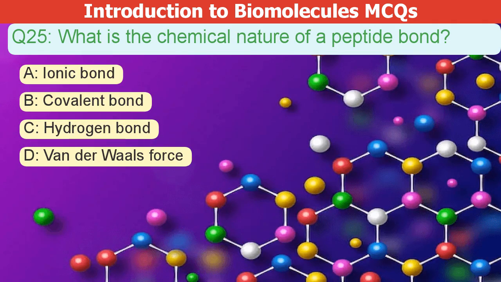What is the chemical nature of a peptide bond? A. Ionic bond. B. Covalent bond. C. Hydrogen bond. D. Van der Waals force.